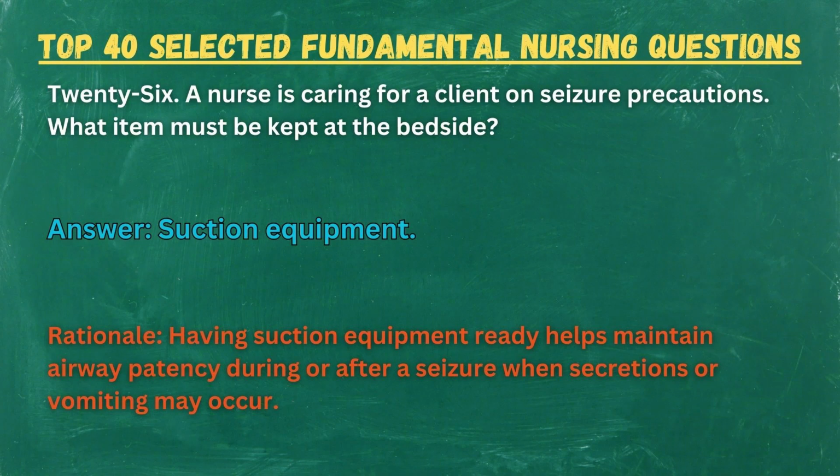26. A nurse is caring for a client on seizure precautions. What item must be kept at the bedside? Answer: Suction equipment. Rationale: Having suction equipment ready helps maintain airway patency during or after a seizure when secretions or vomiting may occur.